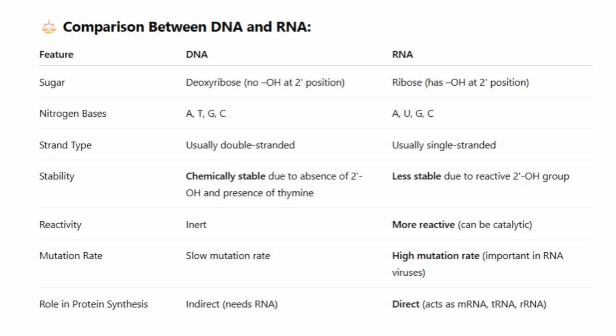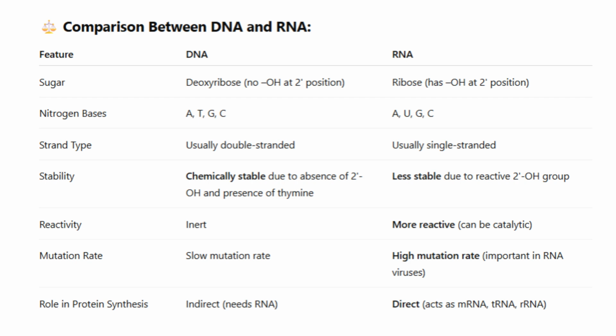Feature 1. Sugar. DNA contains deoxyribose, which lacks a hydroxy group at the 2' position, making it more stable. RNA contains ribose, which has a hydroxy group at 2', making it more reactive. Feature 2. Nitrogen bases. DNA uses adenine, thymine, guanine, and cytosine. RNA replaces thymine with uracil, so its bases are adenine, uracil, guanine, and cytosine.